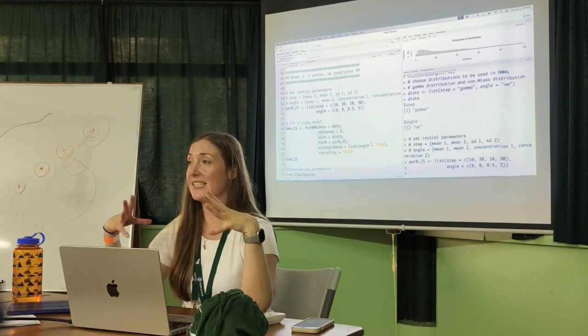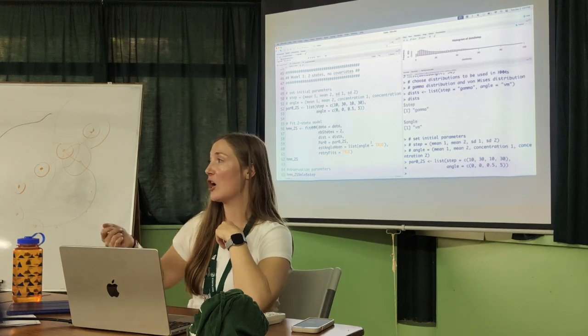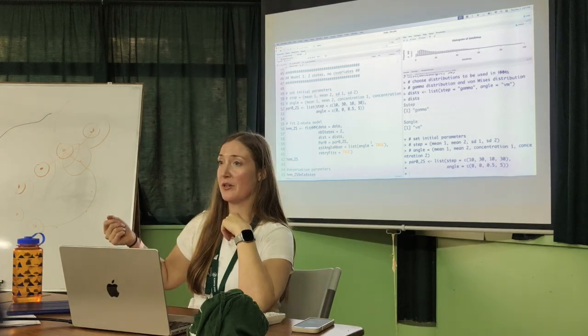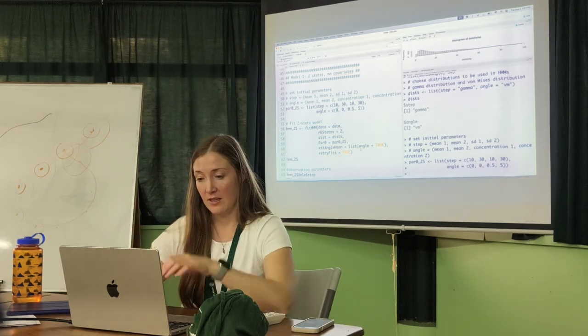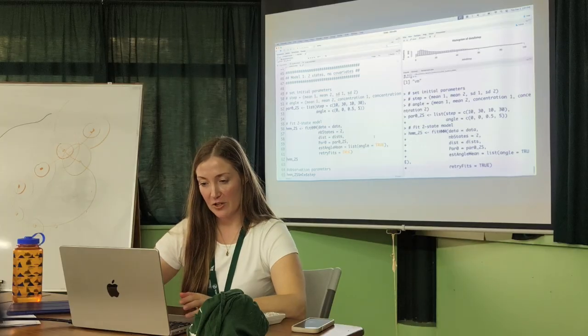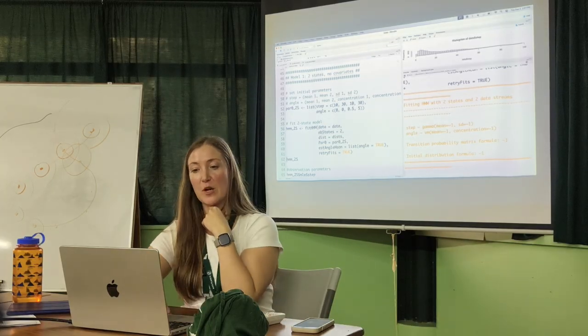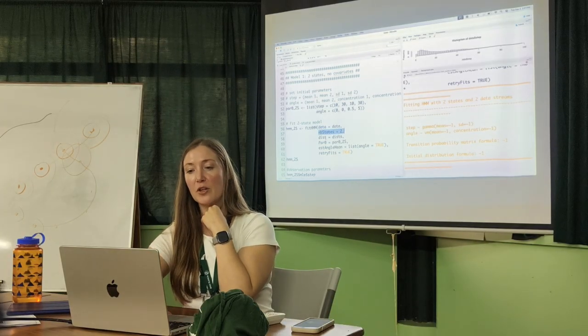Okay, so that was just setting the initial parameter. That's just where the optimizer is going to start for each parameter. So then we can actually fit the model. I'm going to start running it. Here we're specifying the number of states. We have a 2-state model.